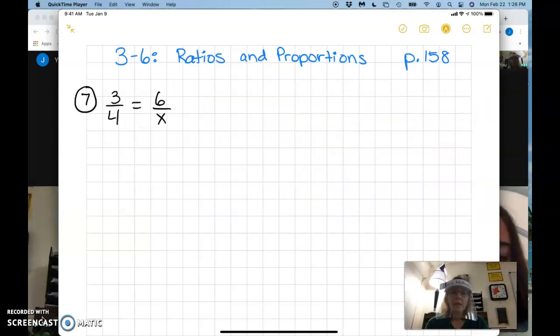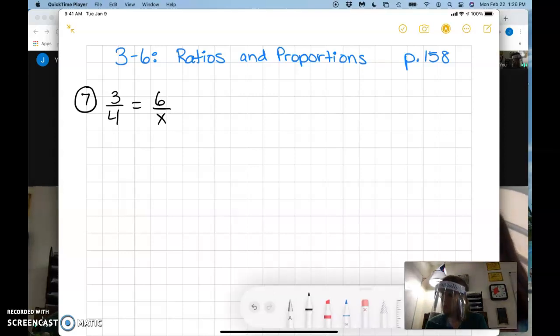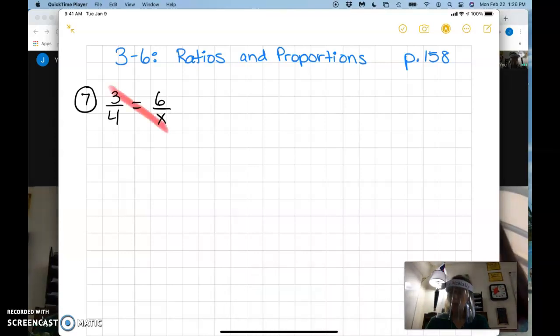All right, in this section it says solve each proportion. So now you notice that we have a variable thrown in. We are still going to do this the same way we did the last section, which is by cross multiplying.